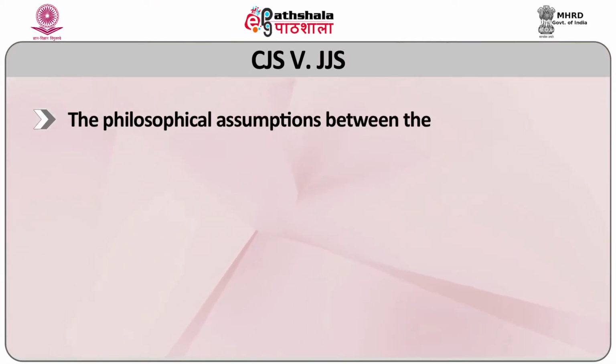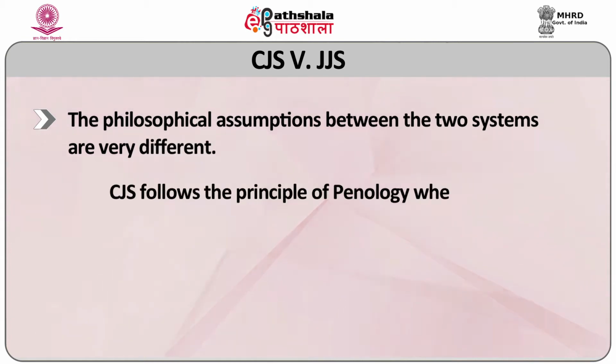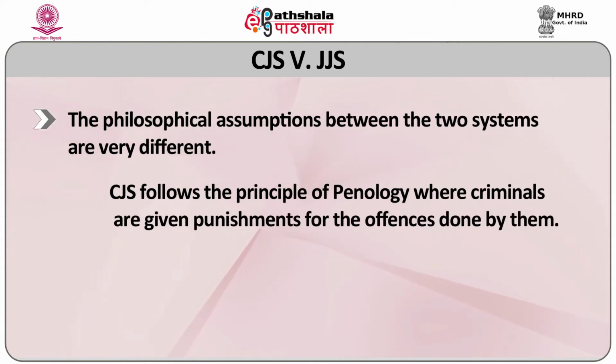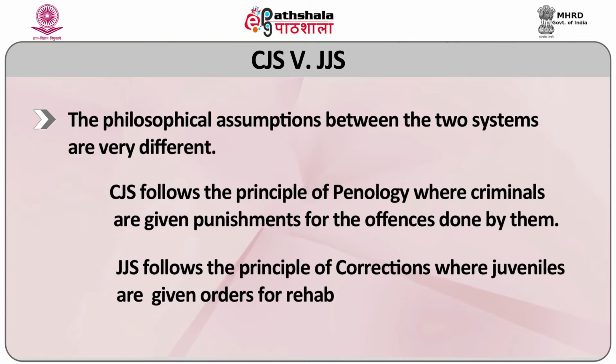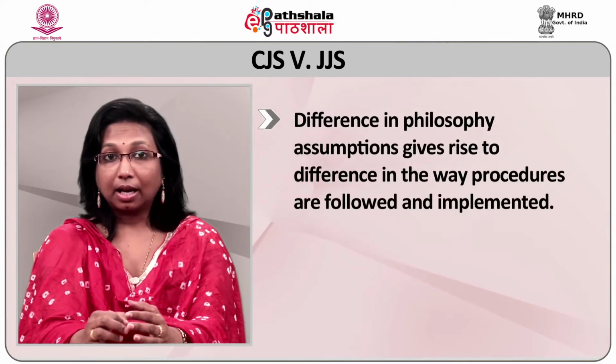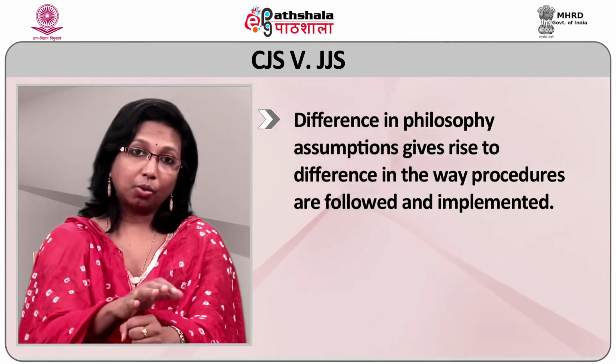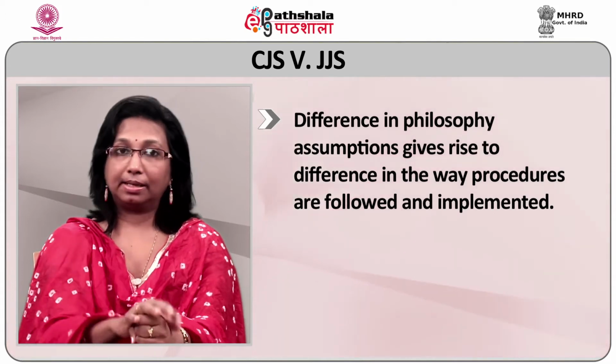First, the philosophical assumptions of the 2 systems are very different. Criminal justice system follows the principle of penology, where criminals are given punishment for the offences that are done by them. However, juvenile justice system follows the principle of corrections, where juveniles are given orders for rehabilitation and reintegration. Difference in philosophical assumptions gives rise to the difference in the way procedures are followed, and not only followed, but also implemented.